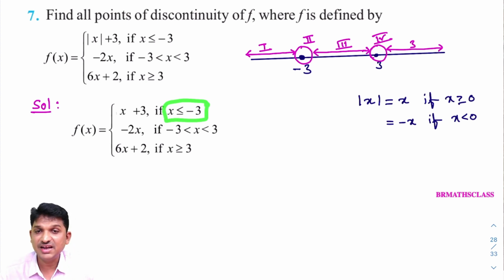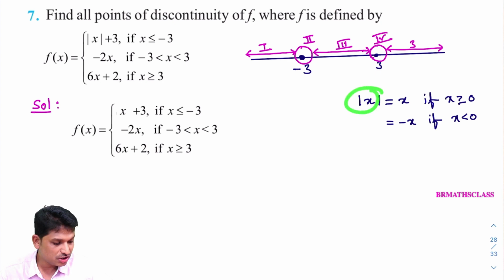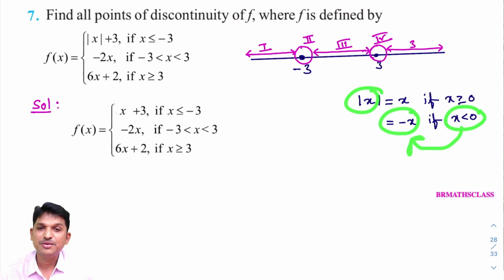Here you see x is less than or equal to -3. X less than or equal to -3 means all x values are negative, or not? Yes, all x values are negative. When x is negative, what do you know about modulus of x? Modulus of x is minus x.